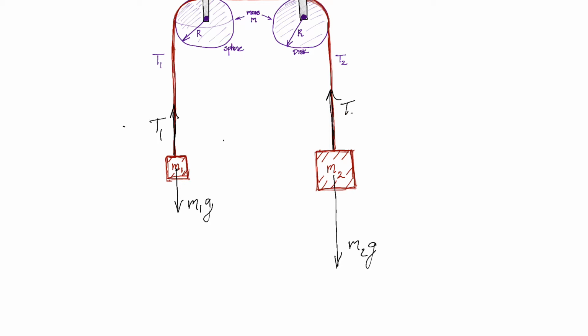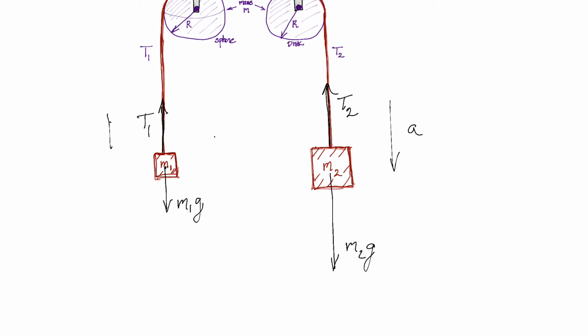T2, is there. Now, since you know the system moves this way, if that's the acceleration of the rightmost mass, then the leftmost mass is forced to go up with the same acceleration. So T1 must be bigger than M1G, and M2G must be bigger than T2.